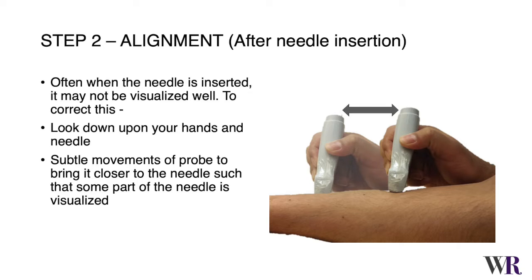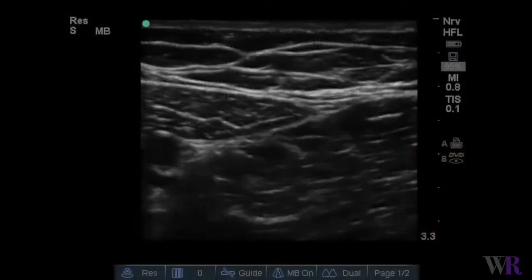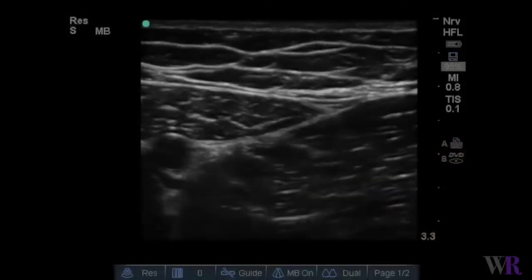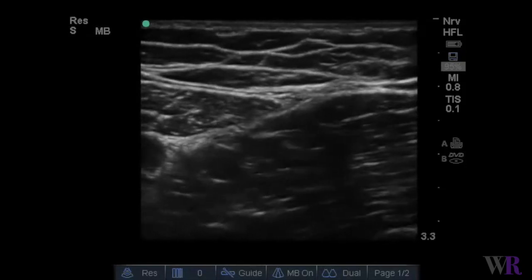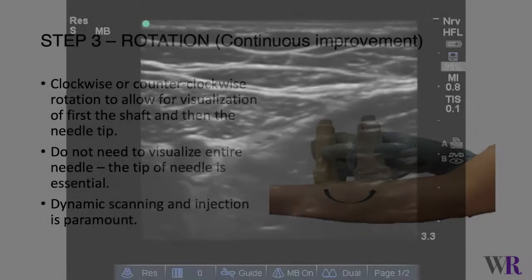To correct this, look down upon your hands to identify the probe and needle alignment. Subtle movements of the probe to bring it close to the needle can allow visualization of some part of the needle. In this scan of adductor canal block, small subtle movements of the transducer allow for better alignment and visualization.